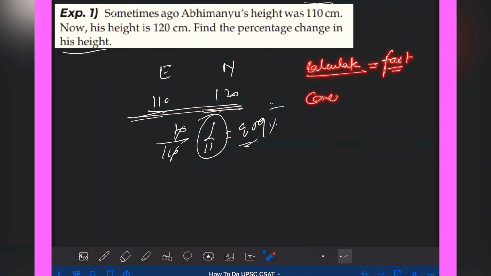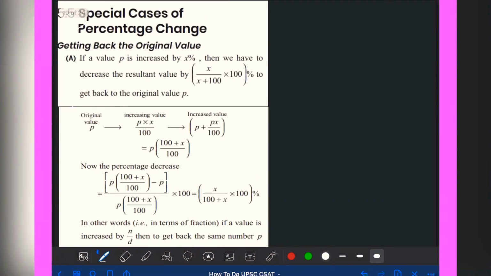And then you know the concept. So you apply the concept, your calculation is fast, and that is how you get your answer easily. That is how the maths are solved in less time. This is again the percentage change thing, getting back to the original value.